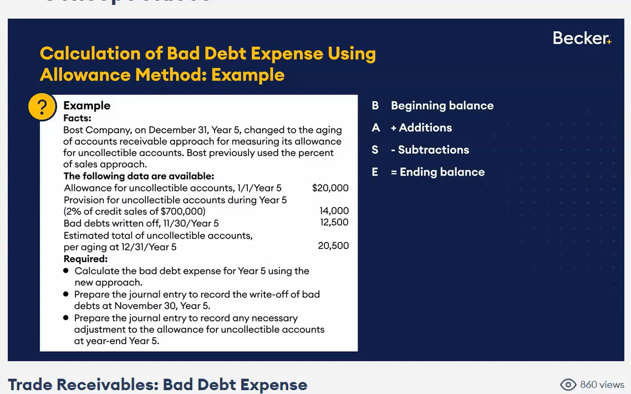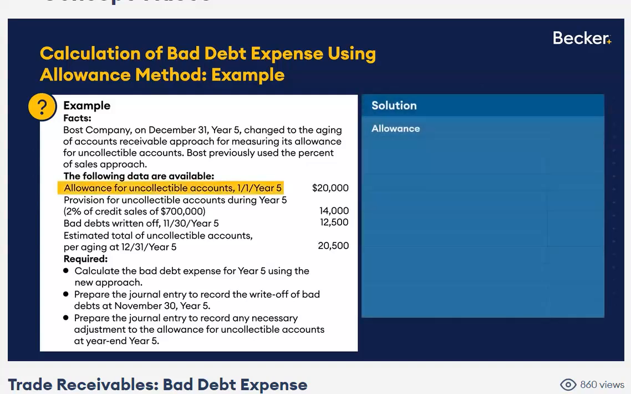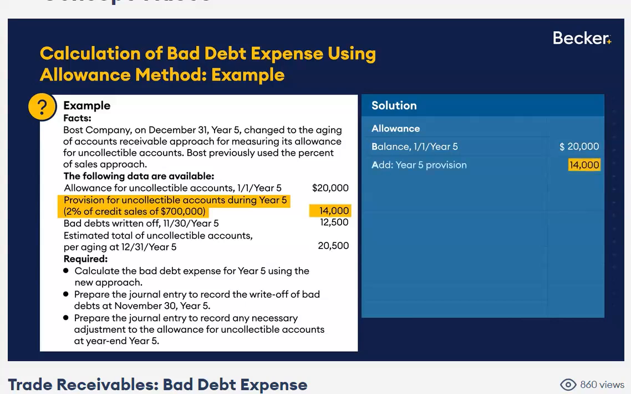All right, so let's read line by line. First, the allowance for uncollectible accounts at the beginning of year 5 was $20,000. So I'm going to mark that with a B, and I'm going to put $20,000 in as the B, the beginning balance. All right, what's next? Here's the provision recorded during year 5. So that's what they've been doing. They said, yep, during the year, whenever we had a sale, we recorded bad debt expense of 2%. So it turns out they've already put $14,000 more into that account. I'm going to mark that with an A. So I'm going to put that as an addition, $14,000.